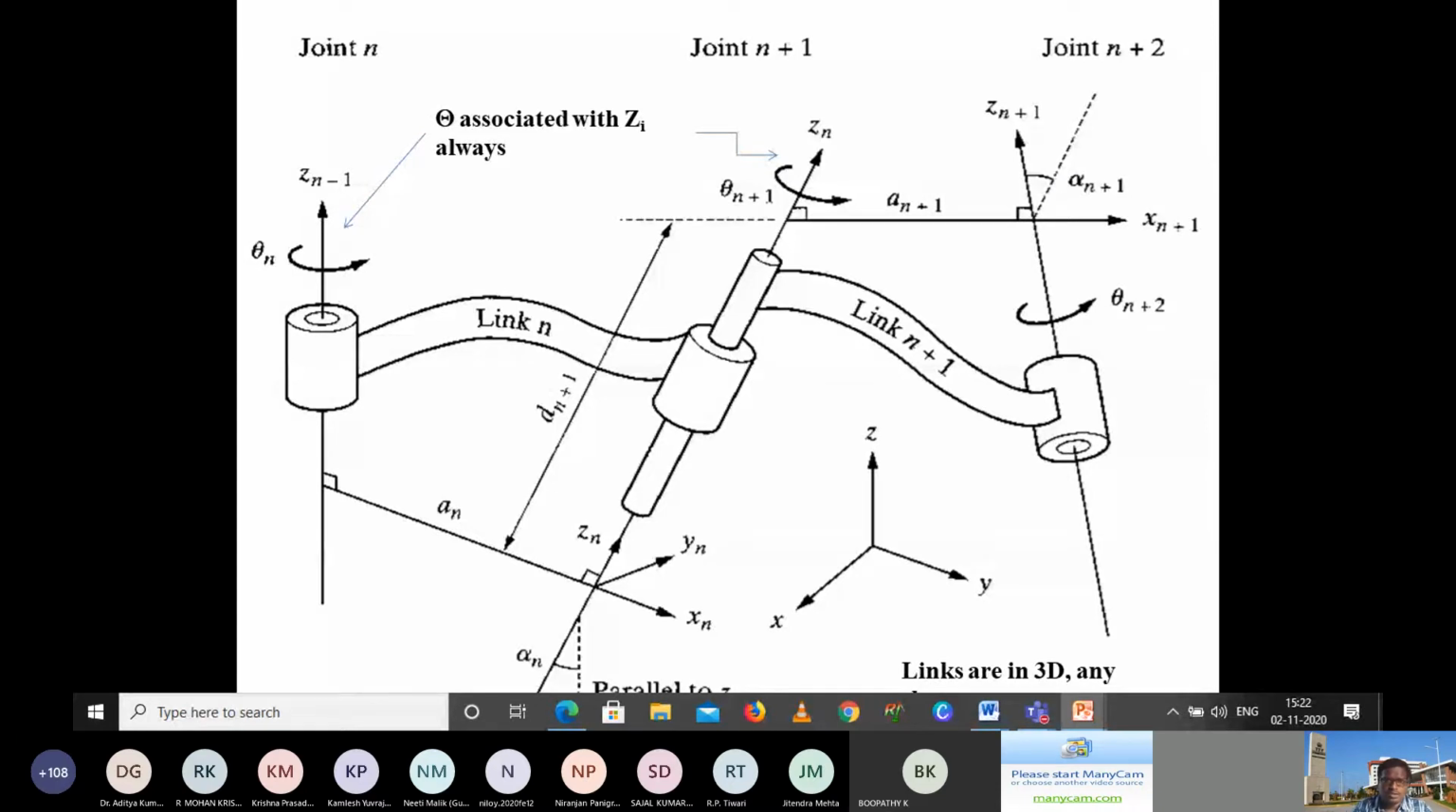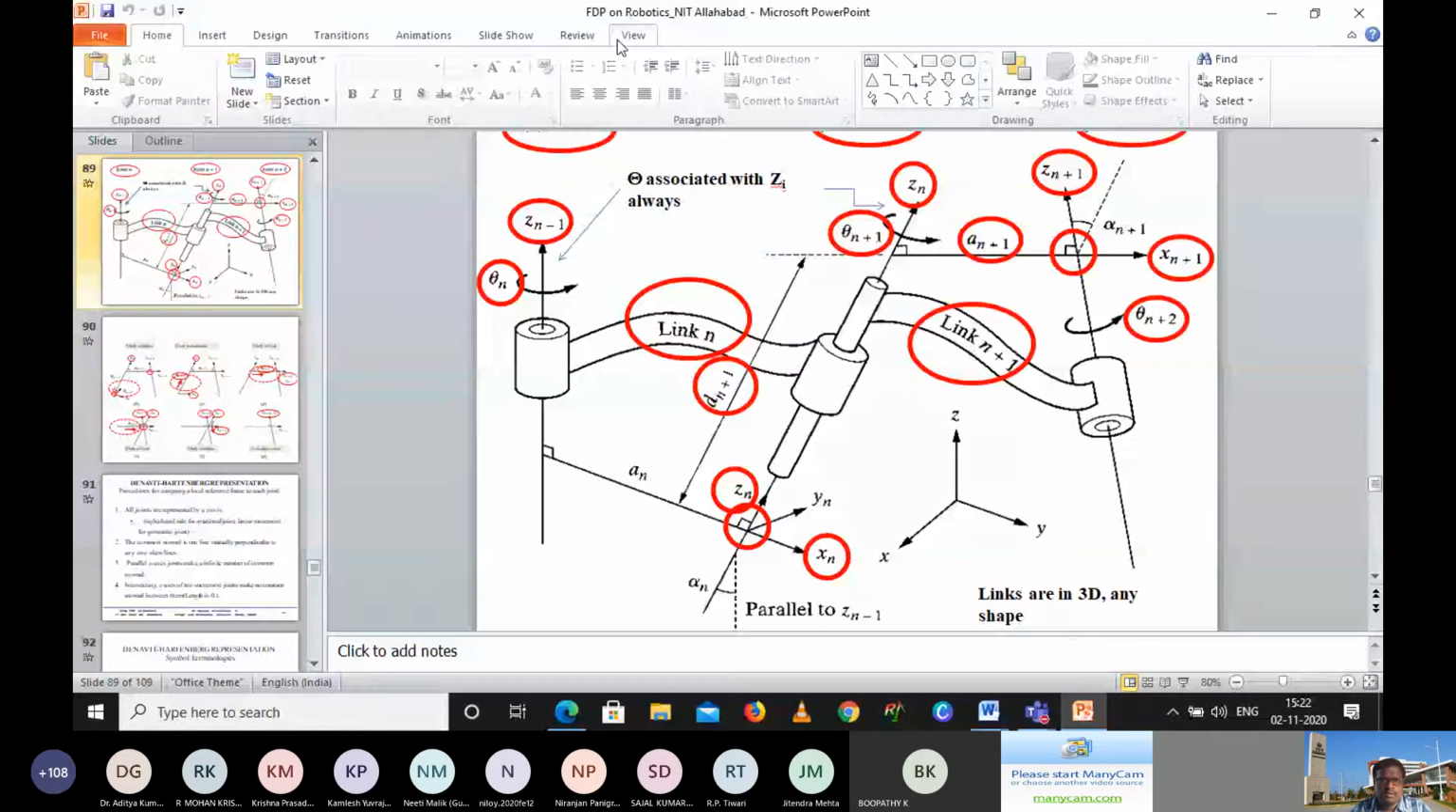I will check whether this is working or not. If not, okay, it's not working. Okay, fine then.